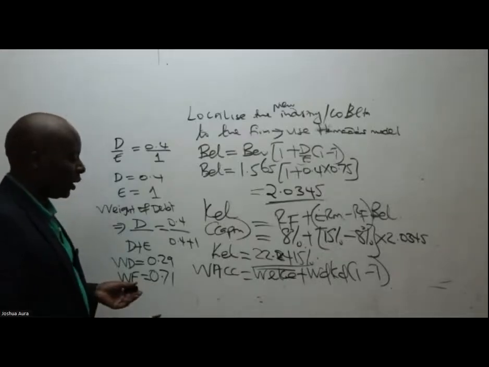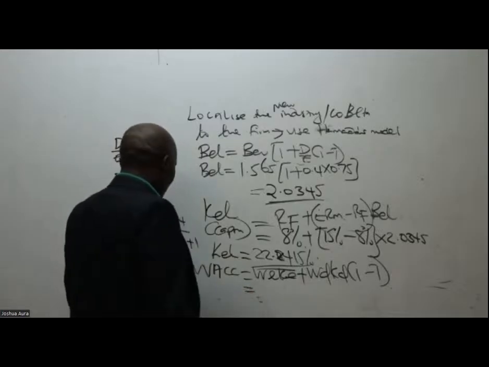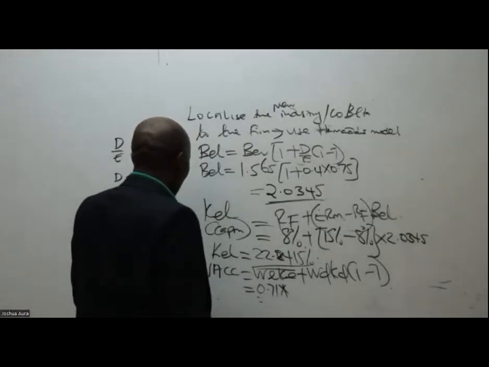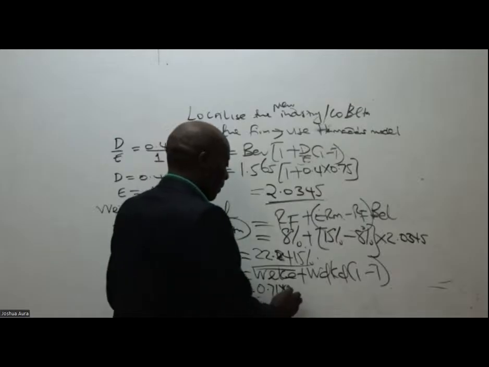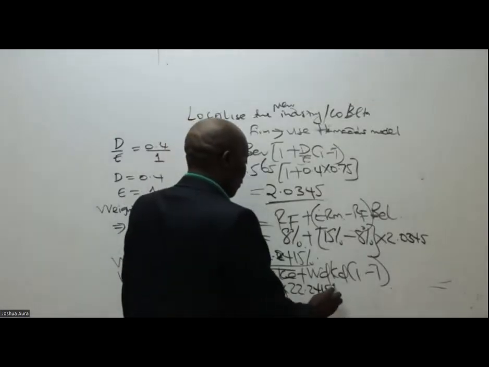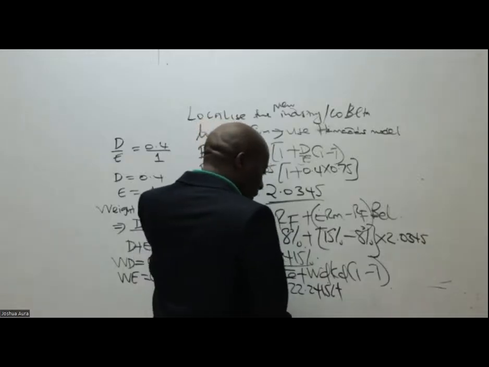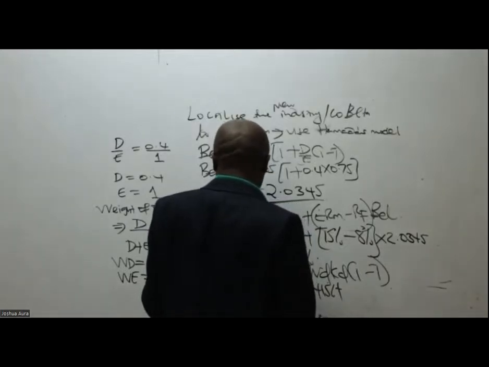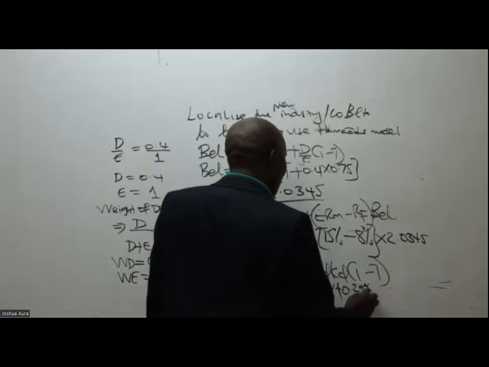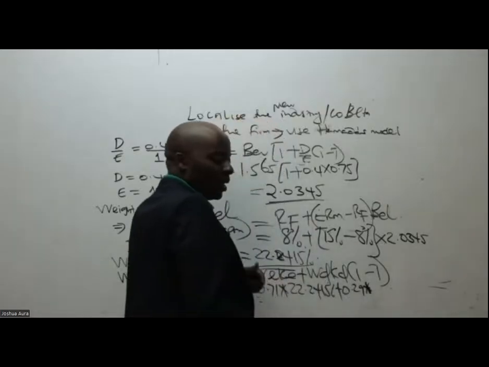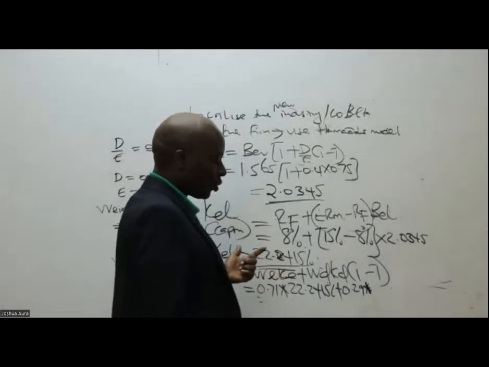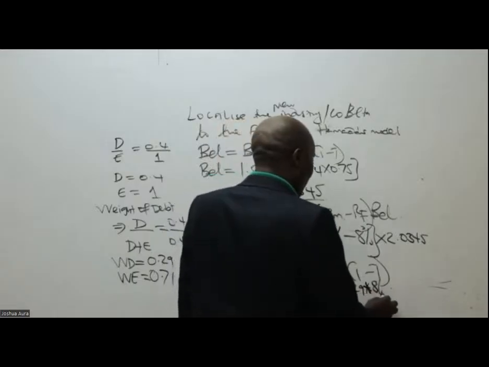So now we have everything to plug in here. Our WACC will be equal to the weight of equity, which is 0.71, times the cost of equity, which you had given me, 22.2415%, plus the weight of debt, which is 0.29, times the cost of debt. Not unless you're told otherwise, cost of debt is normally risk-free because debt is secured. You must give a bank security. It is 8%. Multiply this by 0.75, like that.